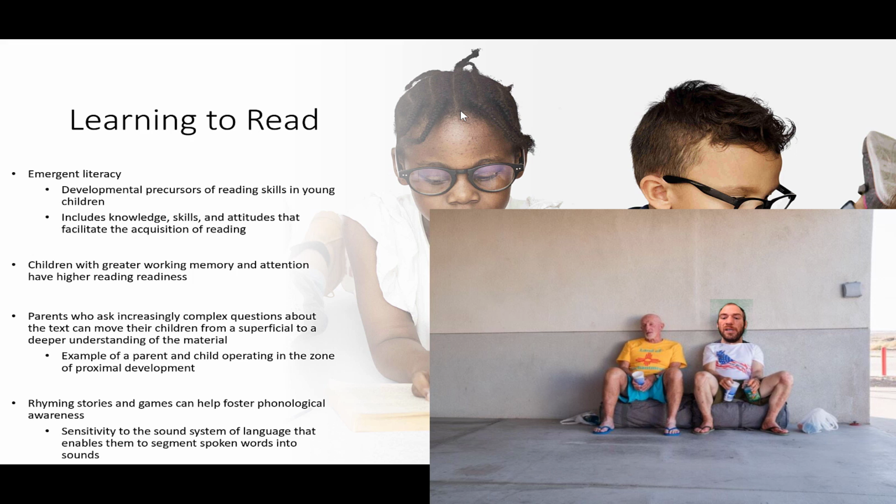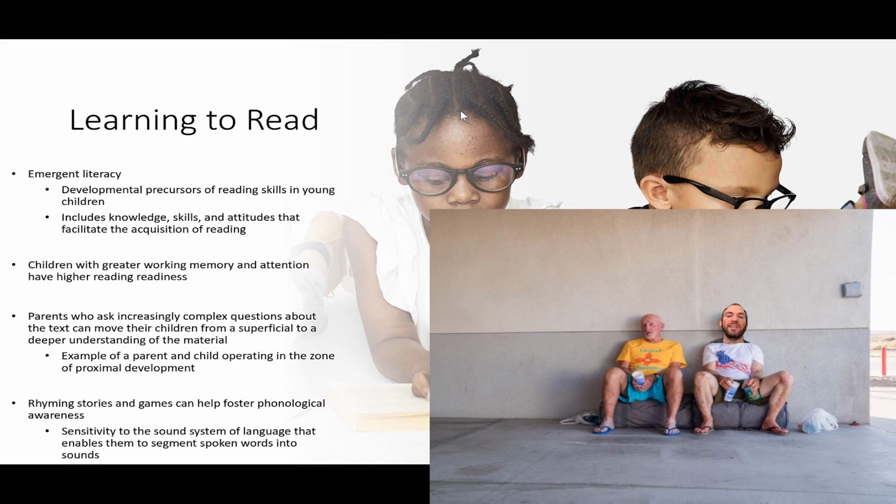Rhyming stories and games can help foster phonological awareness, sensitivity to the sound system of language that enables children to segment spoken words into sounds. So the idea of emergent literacy is that prior to children's ability to read, there are these other skills associated with reading, such as greater working memory and attention. By improving those skills and particular attitudes, particular motivations, as we already discussed, children can have higher levels of reading readiness. So you're priming the pump to be ready to read, to perform well in reading tasks in school or just reading more generally.